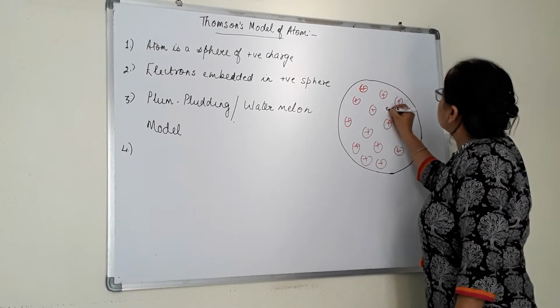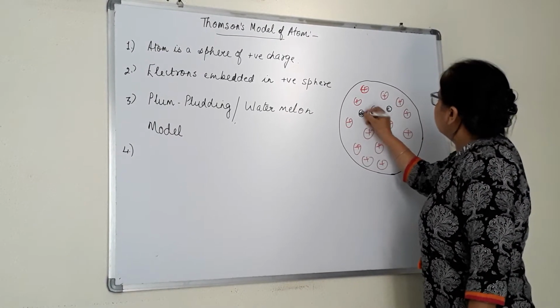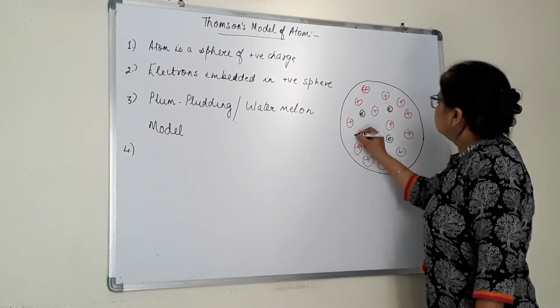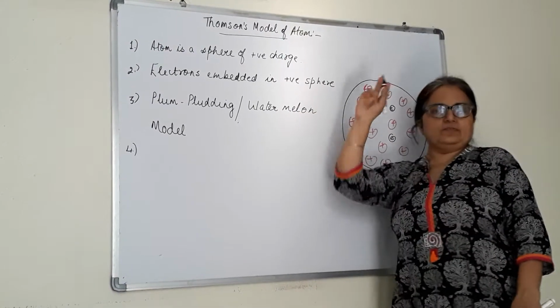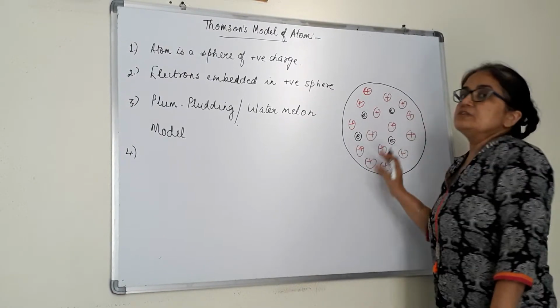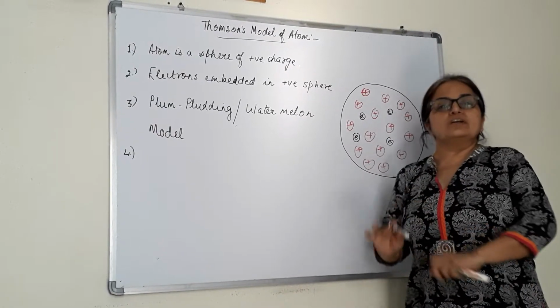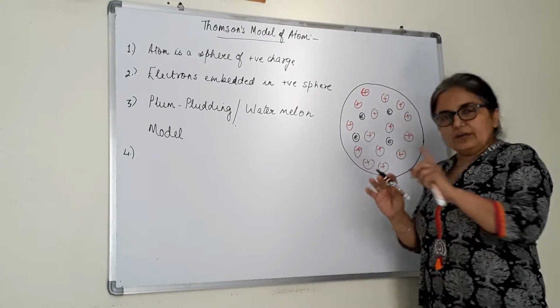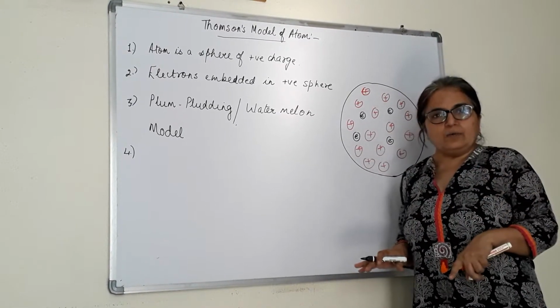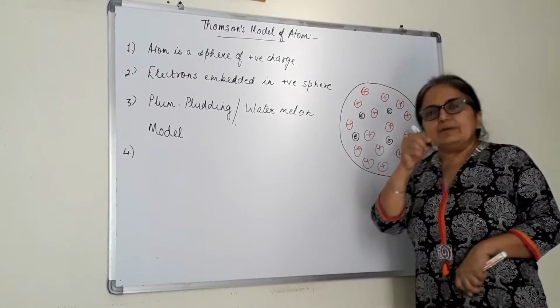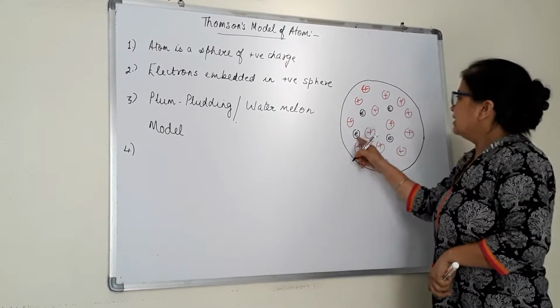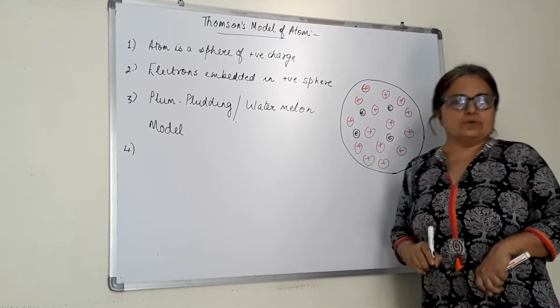So this is the electron, embedded in the positive sphere. This was very much similar to a watermelon. In a watermelon you have the red color spread out, that is the positive part, and in between you have the black seeds. So the black seeds are nothing but electrons.